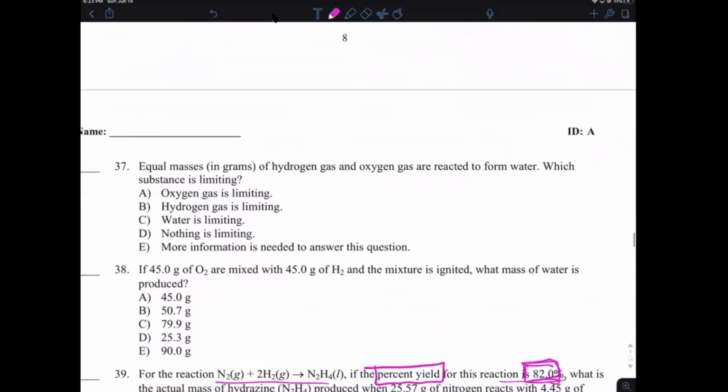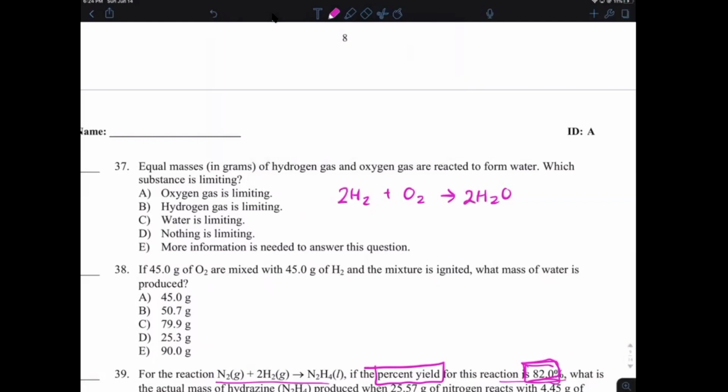Okay, equal masses, H2 and O2 are reacted to form water. Which substance is limiting? All right, so let's just try writing out the equation. So we're told H2 and O2 form water. So can we balance this maybe? So yeah, what should go here, what should go here, and what should go here? 1, the H2O, and then 2 here. Oh, that's great.